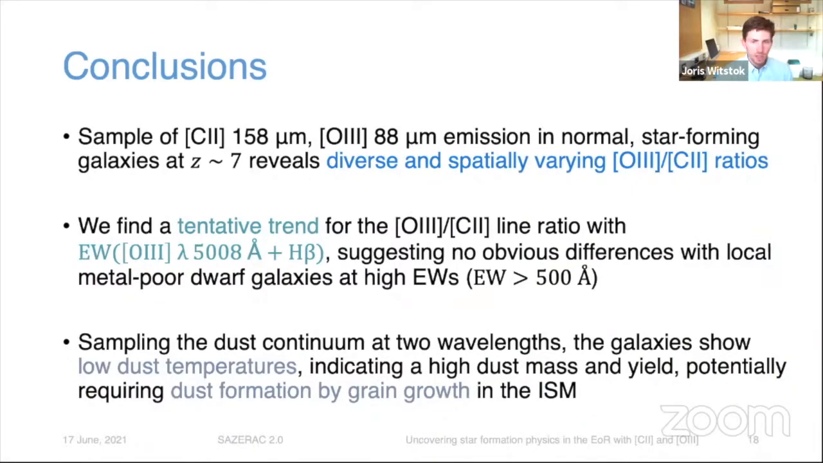And that brings me to my conclusions. I presented 4 new detections of the oxygen 88 micron line in normal star-forming galaxies at redshift 7. We find a tentative trend with the equivalent widths of optical lines, and finally we see quite surprisingly low dust temperatures, which may hint at dust formation by grain growth. So thank you very much, and I'm looking forward to any questions.